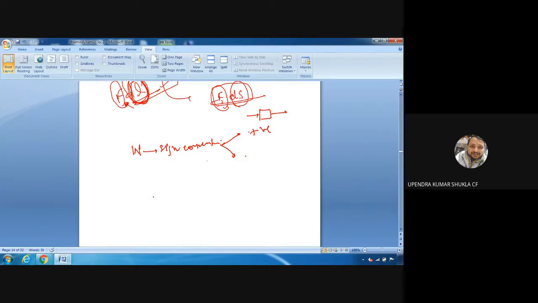So work is regarded as positive when the displacement is in the same direction as the applied force, and negative when they are in opposite directions. So this is the convention. Now I will illustrate this with one example.